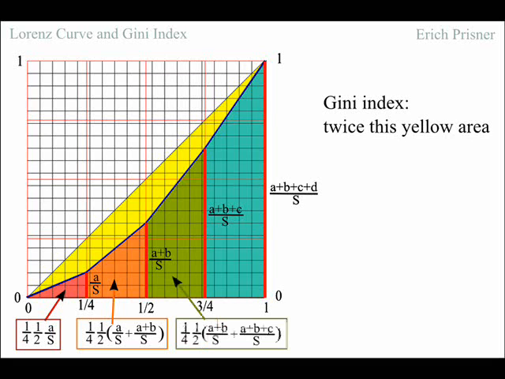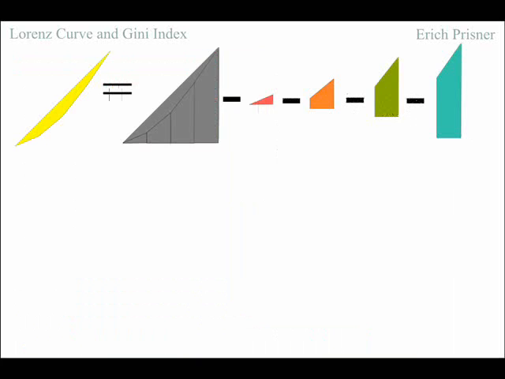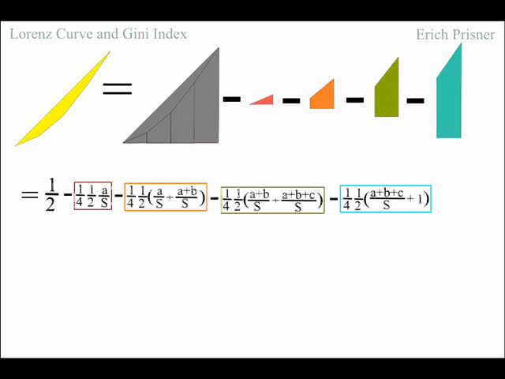In the same way, the area of the next trapezoid is 1/4 times 1/2 times a plus b over s plus a plus b plus c over s, and the area of the last trapezoid is 1/4 times 1/2 times a plus b plus c over s plus 1. Therefore the area of the yellow shape equals 1/2 with the 4 area shapes subtracted. So we get this formula here.